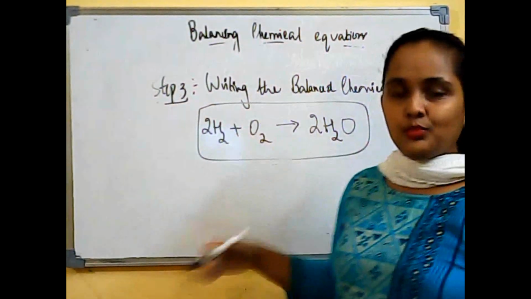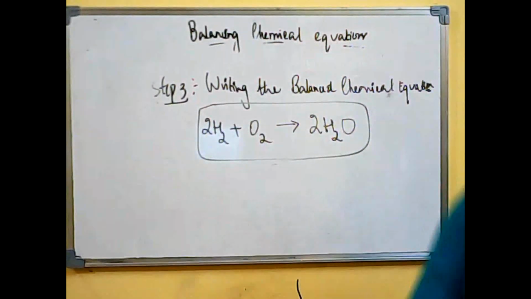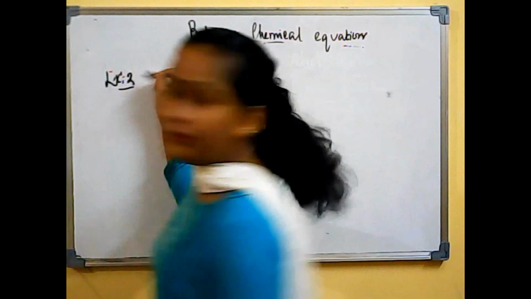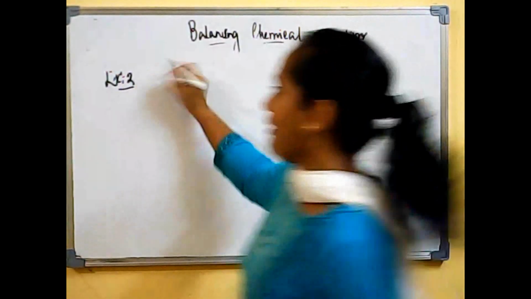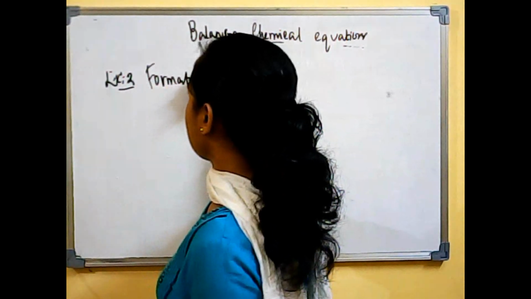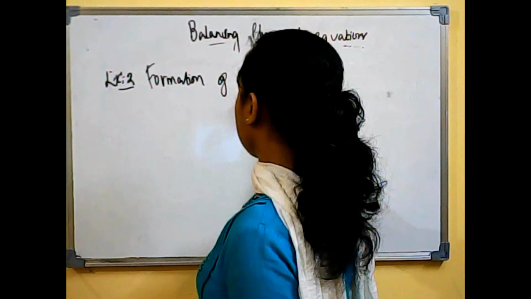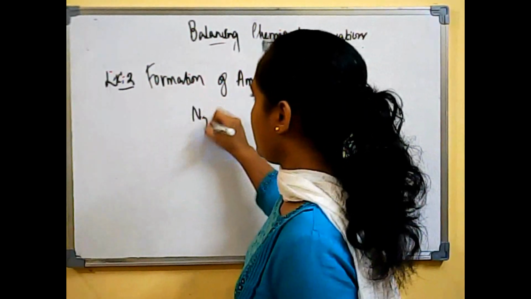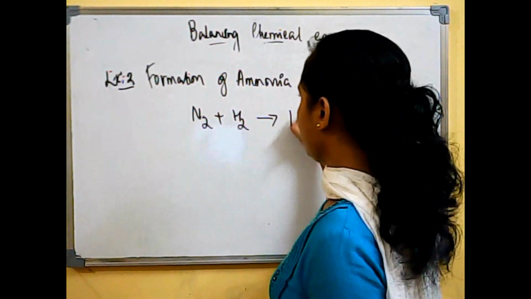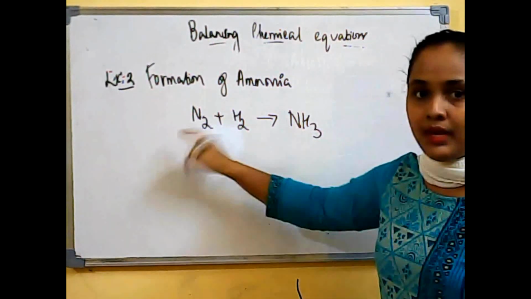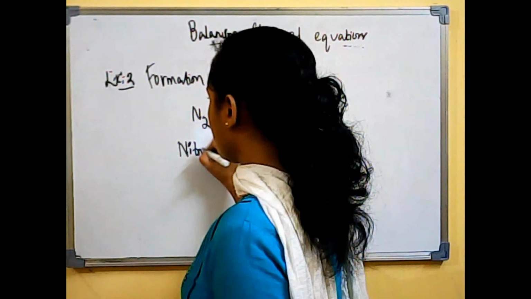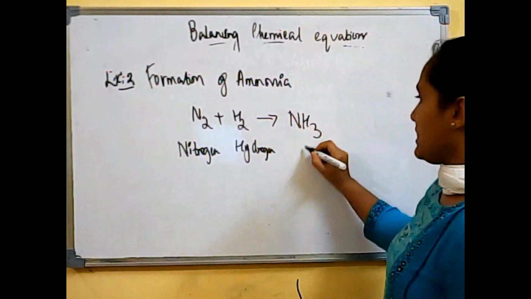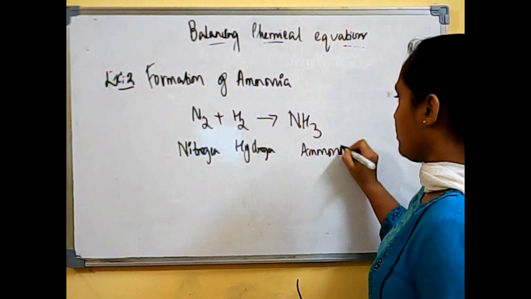So now let us move on to our second example. Now my second example would be formation of ammonia. So I write it as formation of ammonia. So the reaction is N2 plus H2 giving NH3. My N2 is nitrogen, H2 is hydrogen, whereas NH3 is ammonia.